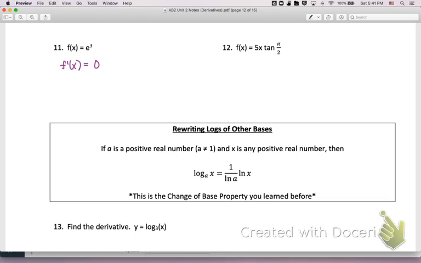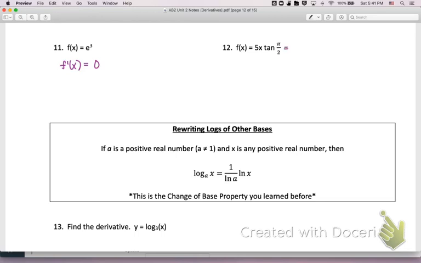E to the x has a derivative of e to the x. But the second I know what x is, it's not a function anymore, like a variable function. It's just a constant value. Number 12 is exactly the same thing. Tangent of pi halves is a constant.